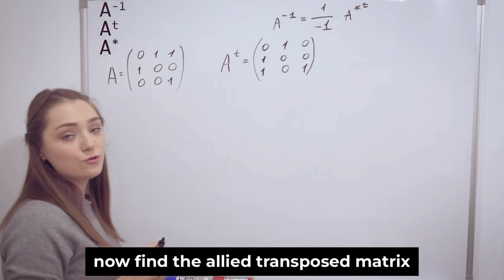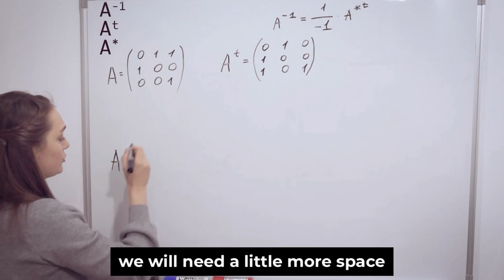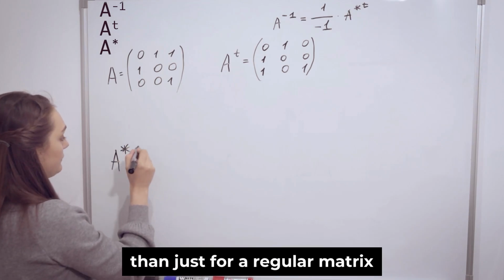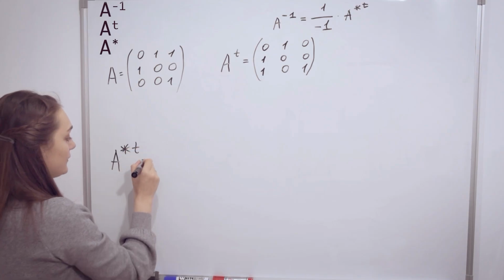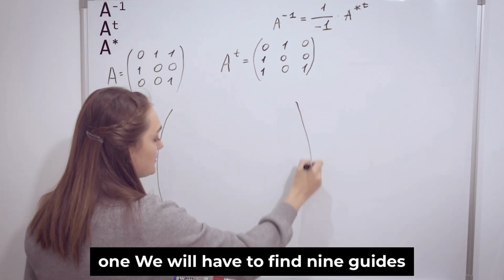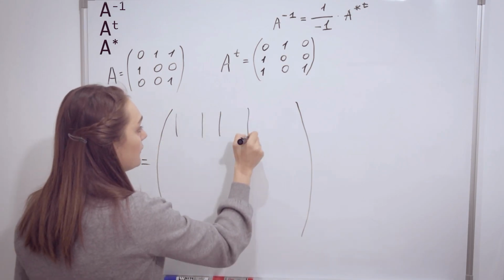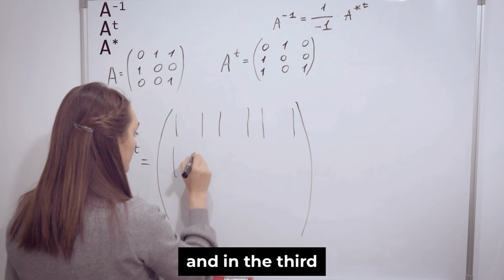Let's now find the allied transposed matrix. To do this, we will need a little more space than just for a regular matrix. We draw a large one. We will have to find 9 cofactors, 3 here in the first line, 3 in the second line and 3 in the third.